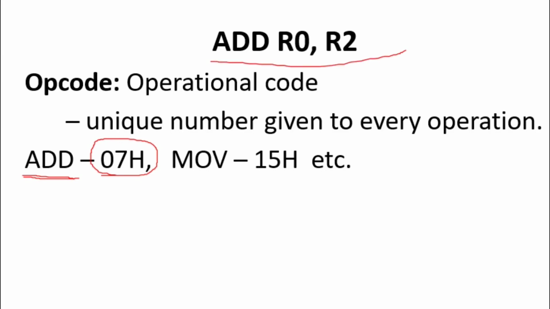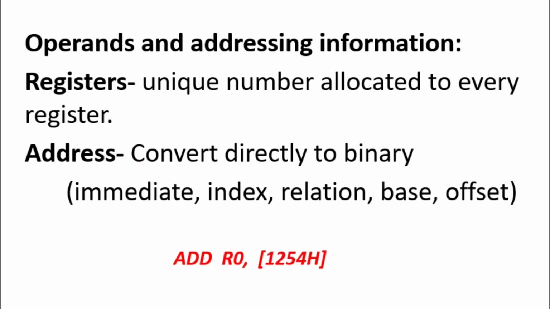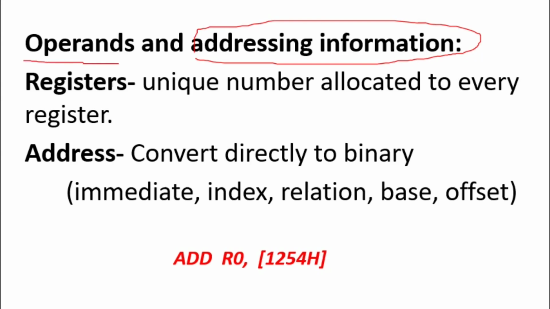So if I want to encode an addition instruction, I will simply find out the unique code assigned by the processor to that operation, add, and use that unique number to convert it into binary. Other than the opcode, or the operational code, of the operation mentioned in the instruction, there are two more details that must be encoded while converting an assembly language instruction into binary data. These are the details of addressing information as well as the operands.